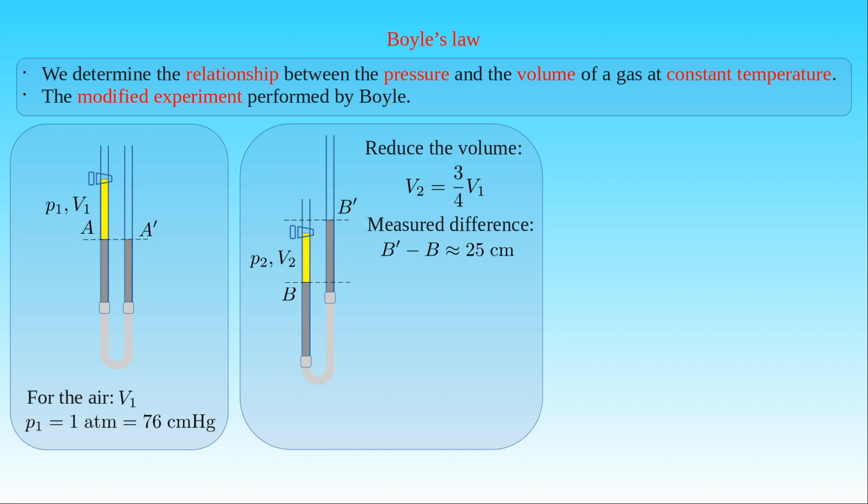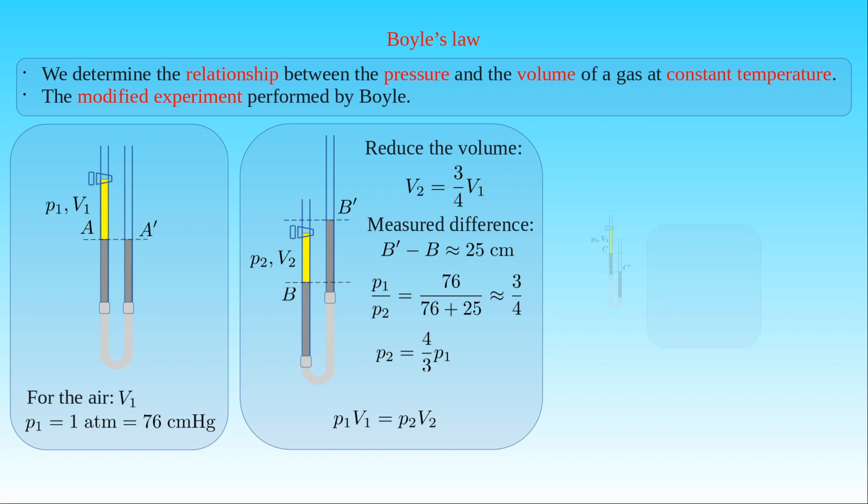Then the pressure in the closed volume, denoted with P2, is given by the sum of 76 and 25 centimeters of mercury. The ratio of P1 to P2 is equal to 76 divided by 76 plus 25, which gives 4/3. Therefore, P2 is equal to 4/3 of the atmospheric pressure P1. As a result, the product of the pressure and the volume of the air remains constant, that is, P1 times V1 is equal to P2 times V2.